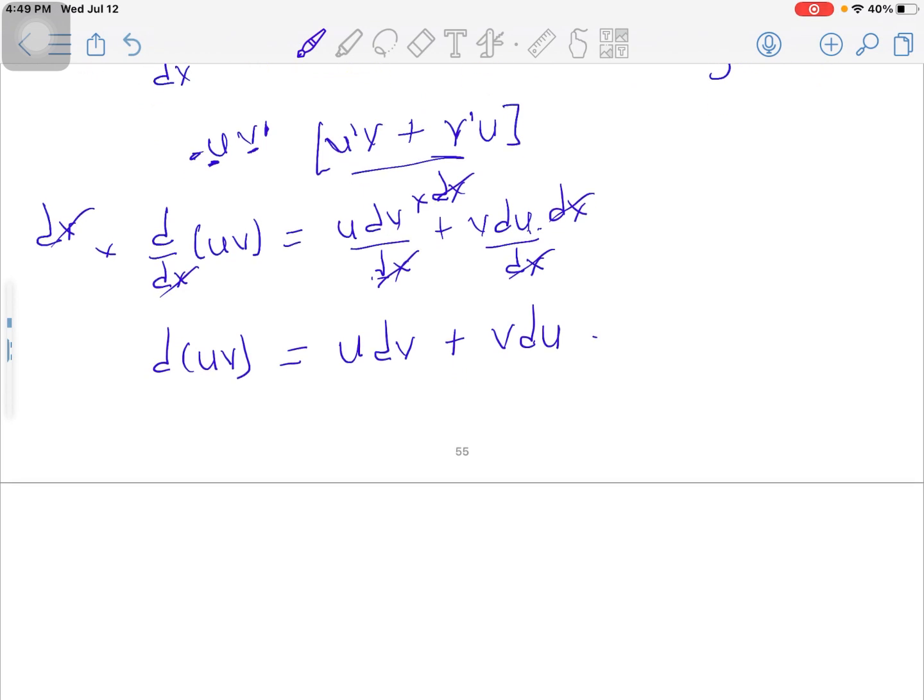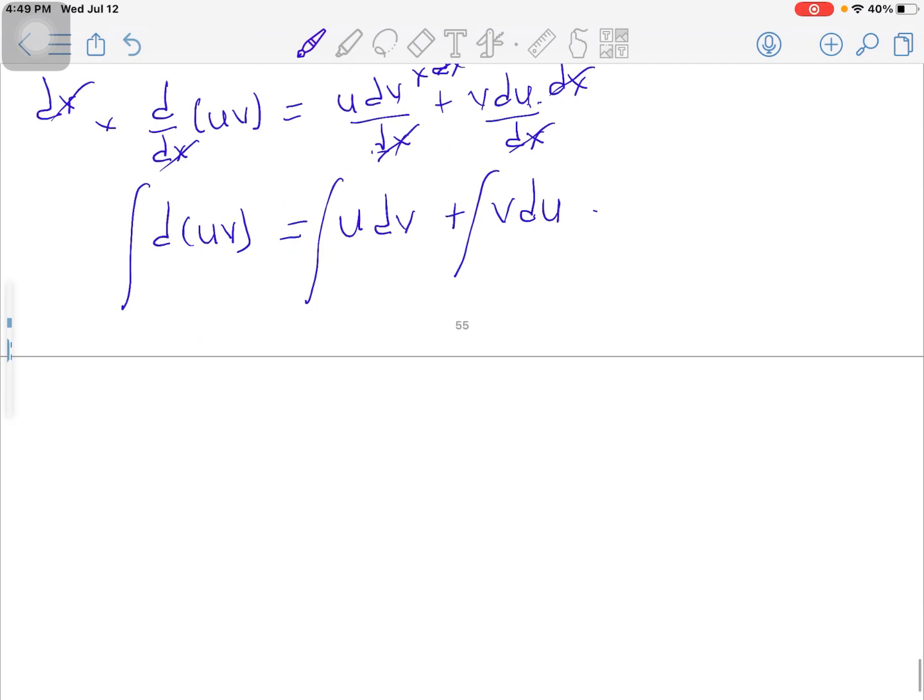So in doing this, we can say that we need to integrate both sides. By integrating both sides, when I integrate d of uv, I'm going to get uv. The integral sign removes the d if I integrate it, which is equal to the integral of u dv plus the integral of v du.